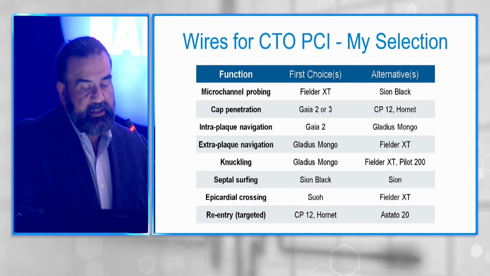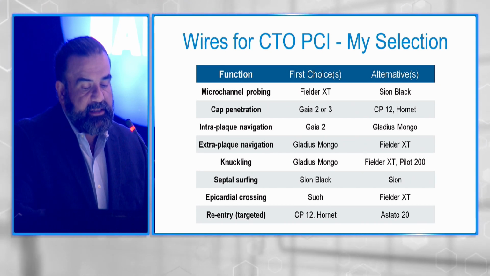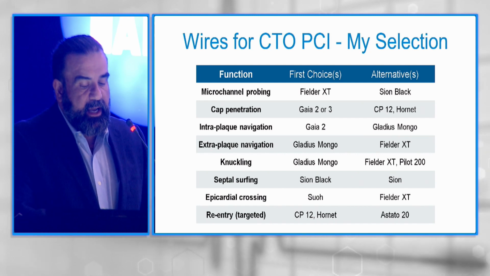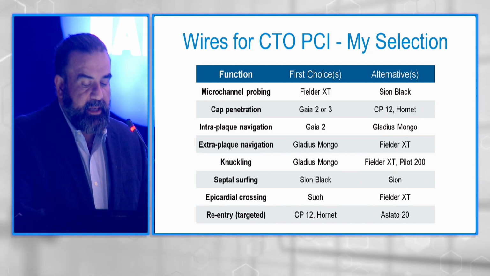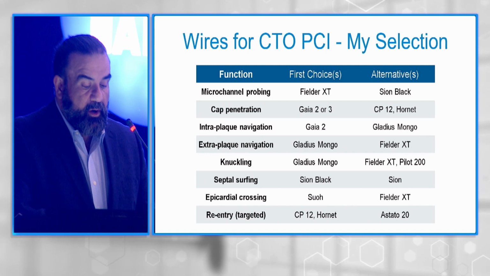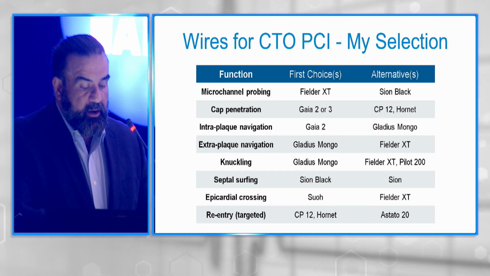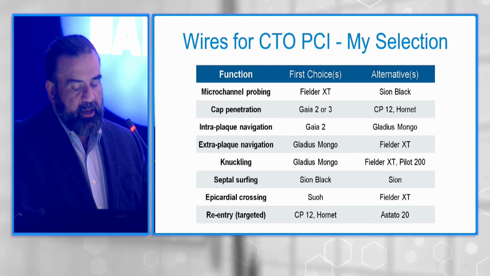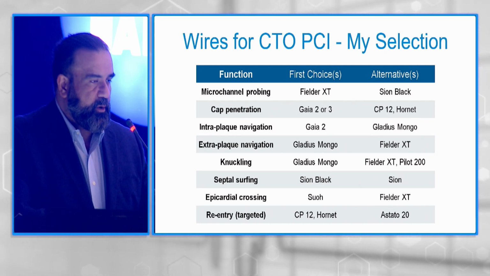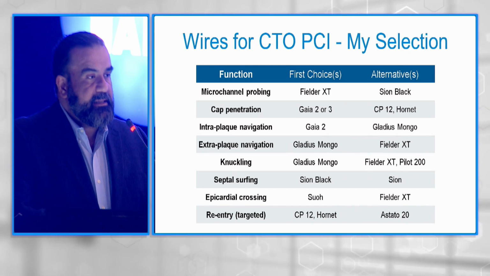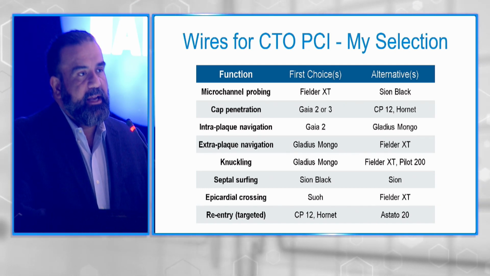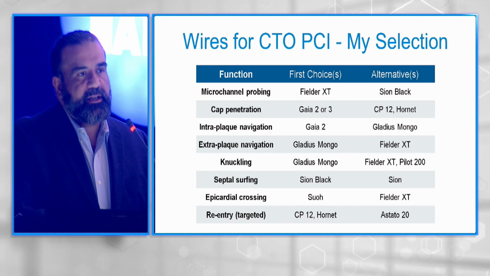So this is my selection for microchannel probing. I like Fielder XT, cap penetration Gaia 2 or 3, intraplaque navigation typically Gaia 2, extraplaque navigation Gladius Mongo, knuckling Gladius Mongo. Septal surfing a Scion Black, epicardial crossing Suo, and reentry, which is targeted reentry, is often a CP12 or Hornet 14 or maybe in a Stato. Now, these wires will vary from case to case, but what I want you to take down is that essentially there are 6 wires that I'm using in different combinations.